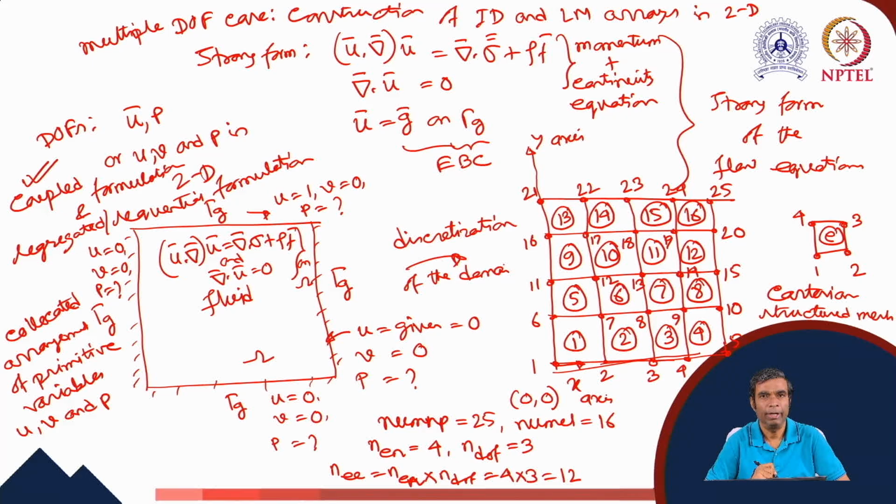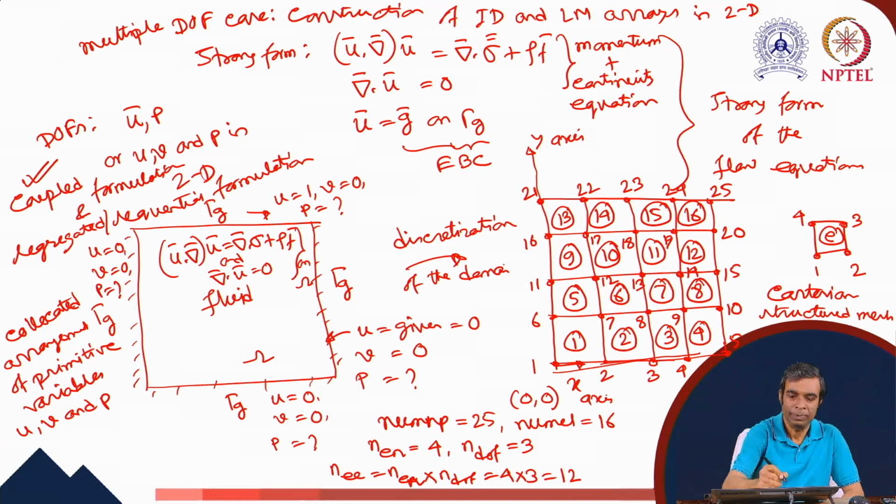If we use different meshes for velocity and pressure, then we say that we are using a staggered arrangement of the primitive variables. But in our case, we shall use the collocated arrangement of primitive variables. It means that we shall have the same mesh for velocity and pressure. So velocity and pressure will be present at every one of the 25 nodes. They are located at the same position, and because of that, we use the term collocated. Okay. So here it should be rho.